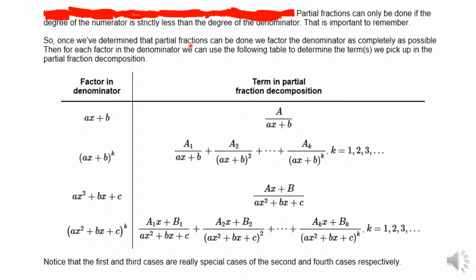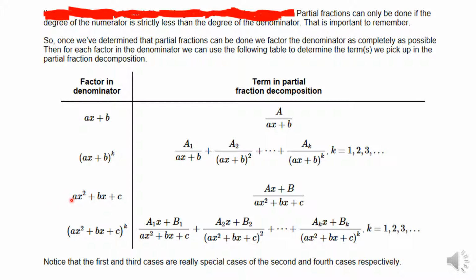Once you've put it into that form, what you do is factor the denominator as completely as possible. And then for each factor in the denominator, use the following table to determine the terms we pick up in the partial fraction decomposition. So every factor of the form ax plus b, where a and b are constants, generates a term in the partial fraction decomposition of capital A, another constant, over ax plus b. If that's raised to a multiplicity k, it generates k terms. Notice that A1, A2, up through Ak are different constants.